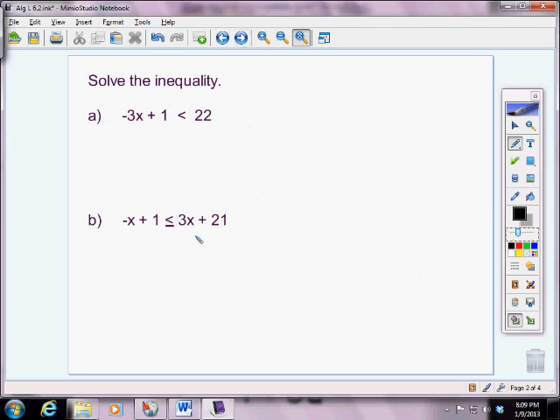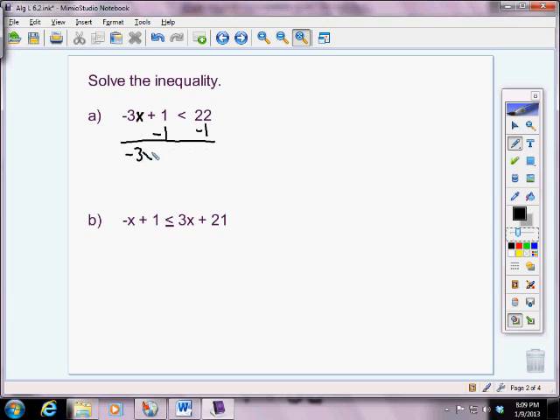Look at this example here. Negative 3x plus 1 is less than 22. What are you solving for? X. So let's solve for the negative 3x first. So what do you have to get rid of first? The 1. How do you get rid of it? Since it's plus 1, we minus 1. And whatever we do to one side of the inequality, do to the other.